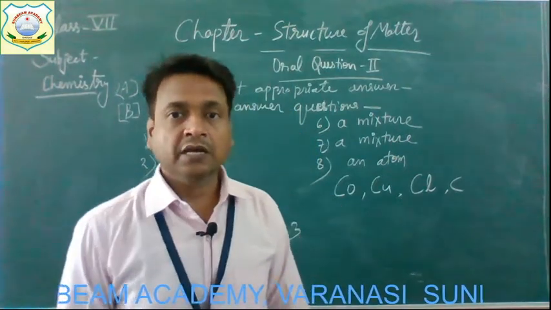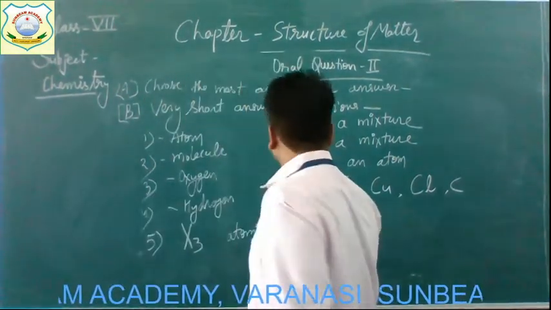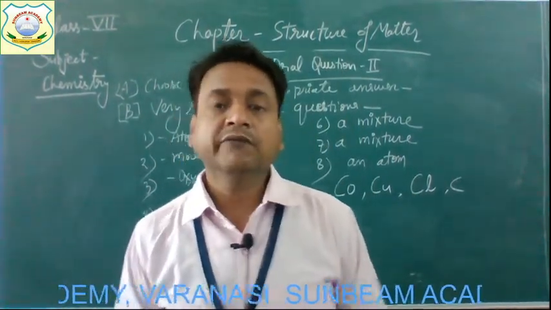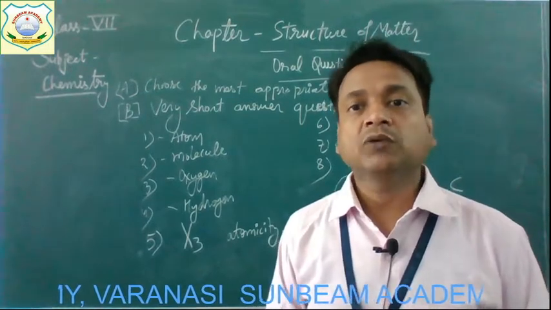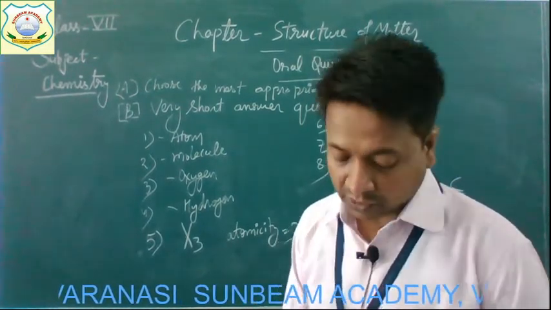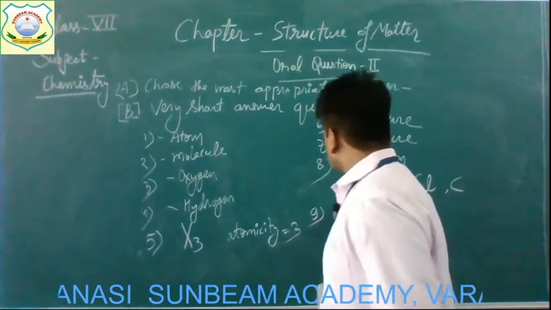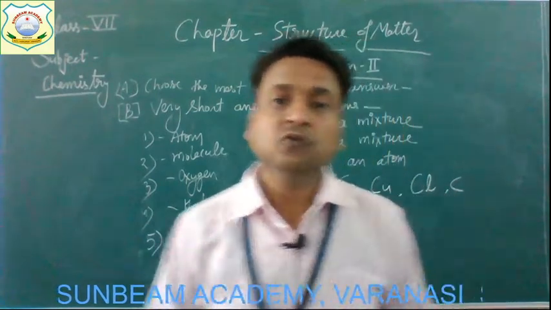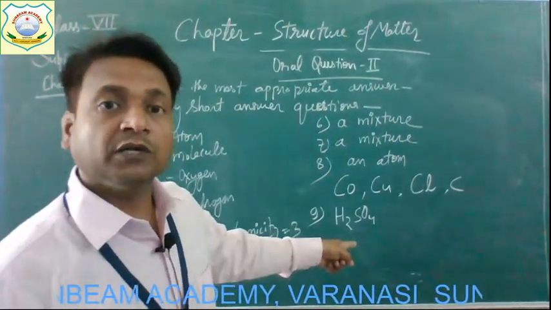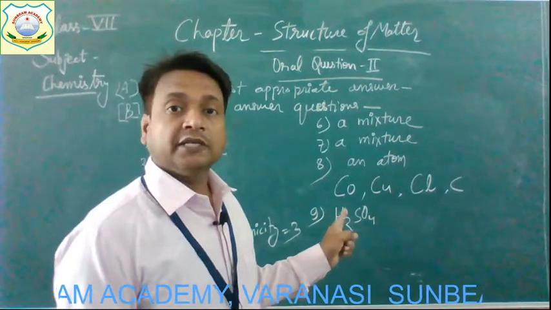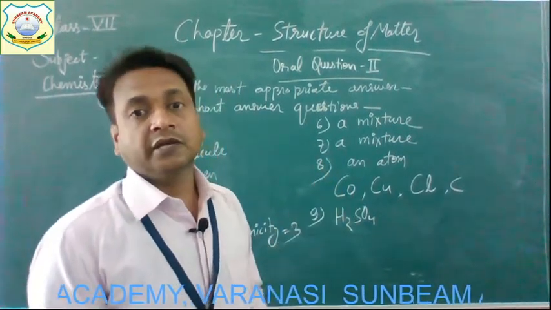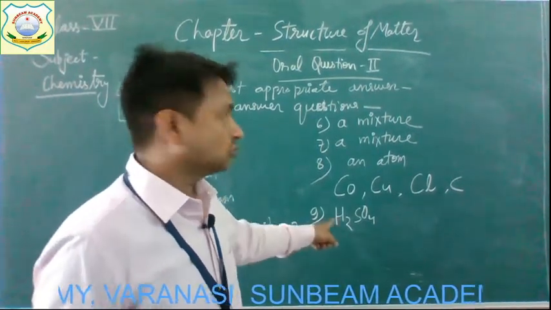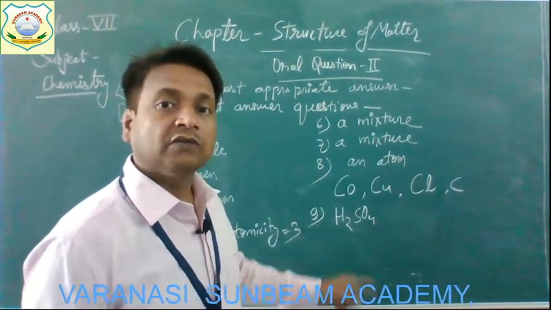Okay, children? Now come to question number 9. Write the formula for the four different compounds given here. The first compound is sulfuric acid. H2SO4 is the formula of sulfuric acid. Children, remember that there is a table of names of compounds with their formulas. So there you have learned that H2SO4 is the formula of sulfuric acid.